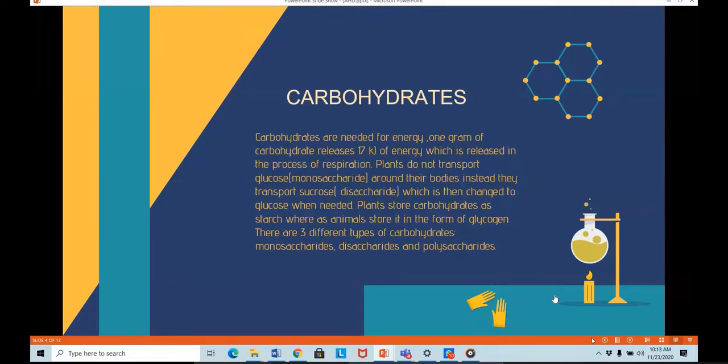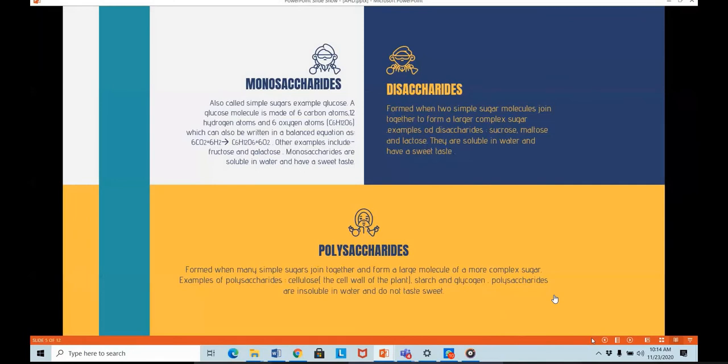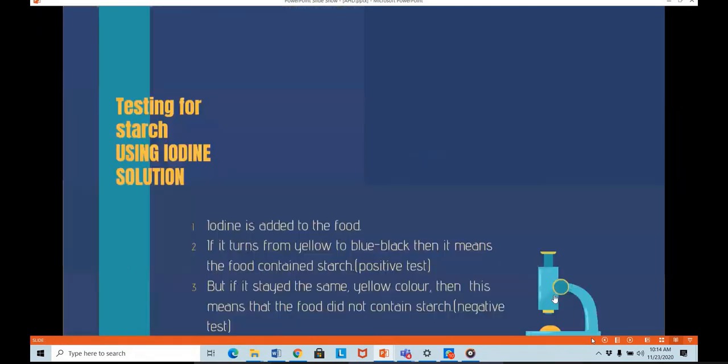Plants do not transport glucose around their bodies. Instead, they transport sucrose, which is a disaccharide, and changes to glucose when it's needed. Whereas in animal cells, we store it in the form of glycogen. There are three different types of carbohydrates, which are monosaccharides, disaccharides, and polysaccharides.